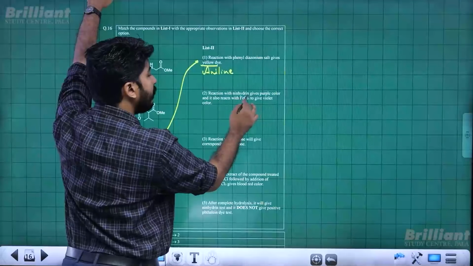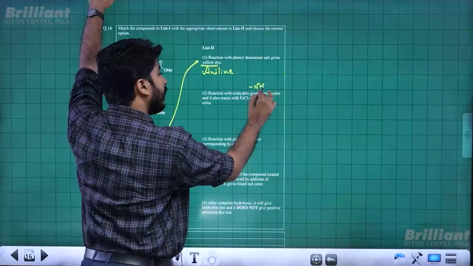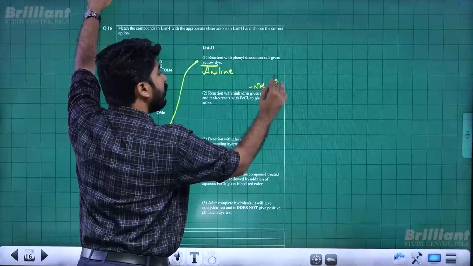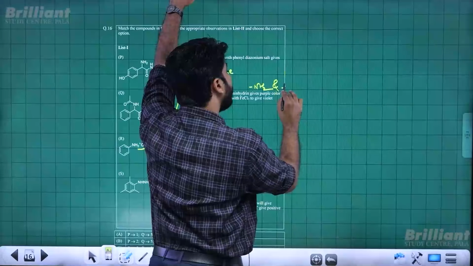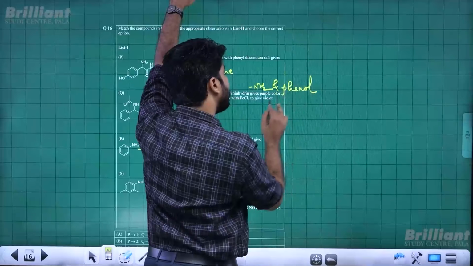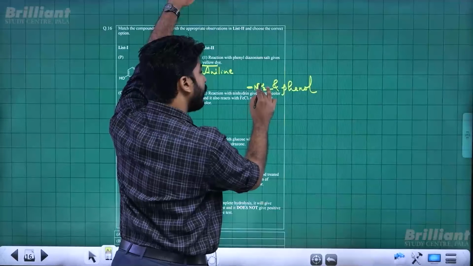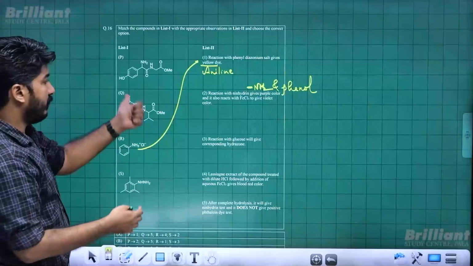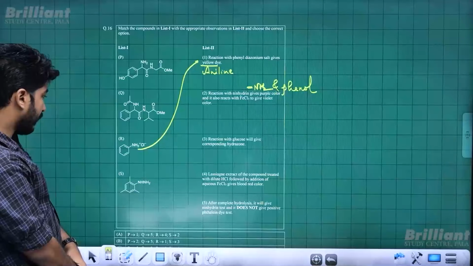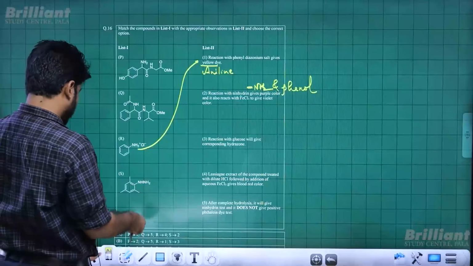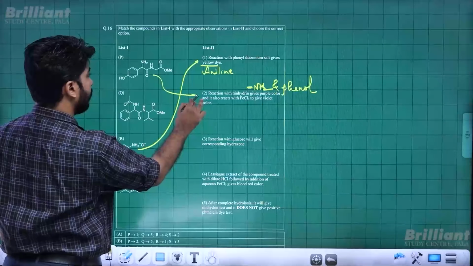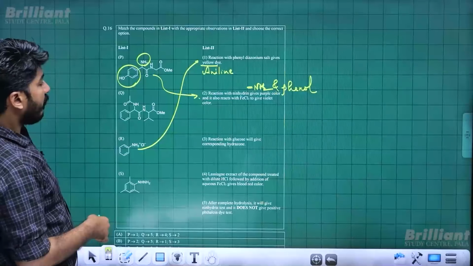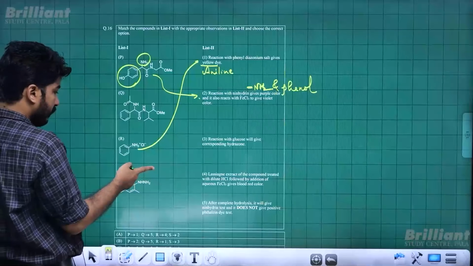Reaction with ninhydrin gives purple color, which indicates the presence of an amine group. And it also reacts with FeCl3 to give violet color. So the compound has a phenolic unit also. FeCl3 test is characteristic of a phenolic unit. So both a primary amino group and a phenol unit are present in the corresponding compound. So that could be compound P, because it has an NH2 group, and it has a phenolic unit as well. Reaction with glucose will give the corresponding hydrazone, that is with hydrazine.